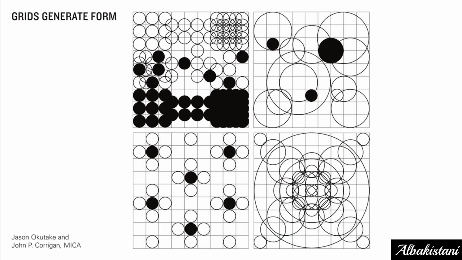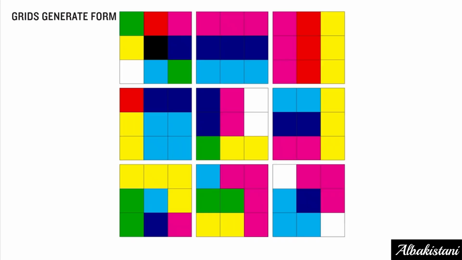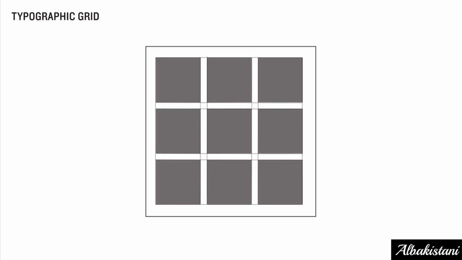Designers use grids to generate patterns and shapes. The fields of the grid can provide a basic structure for page layouts. A typographic grid has more than just columns and rows. It also has margins and gutters. A margin is the space around the edge of the layout, and gutters are the space between blocks of content.